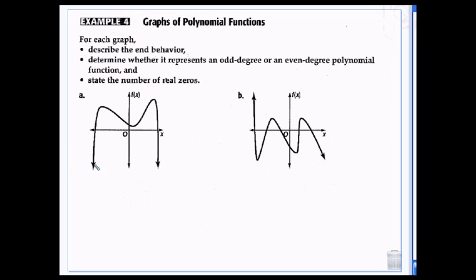The end behavior. So first I look at where the arrows are going, and they're both going to negative infinity. So f of x approaches negative infinity as x approaches infinity and negative infinity. So as x is going both towards infinity and negative infinity, f of x is just going towards negative infinity. So that's the end behavior. Is it even or odd? Well, both the arrows are going in the same direction. So it's an even function, even degree. And the number of real zeros. 2 real zeros because we cross the axis 2 places.